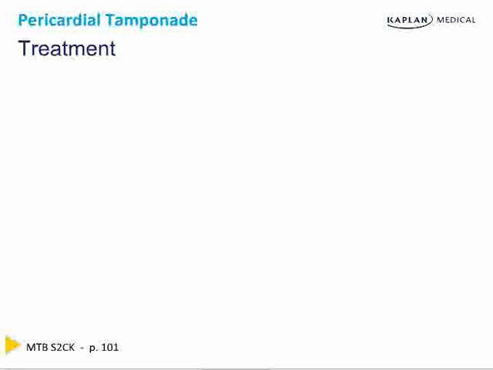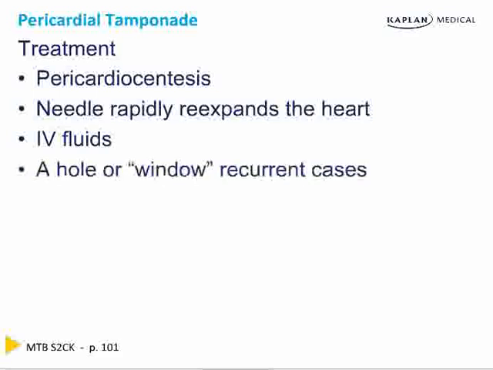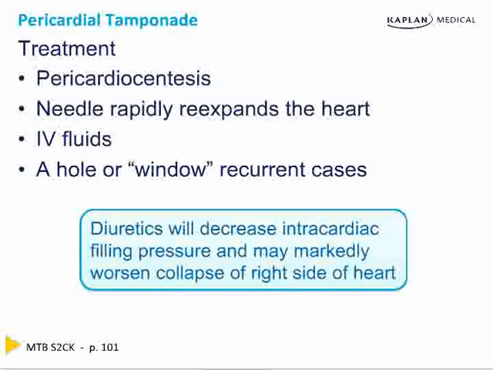The emergency treatment for tamponade is unquestionably that pericardiocentesis needle. The needle rapidly expands the heart, because even 50 mLs acutely will compress that heart. Removing 50 mLs acutely will allow that heart to re-expand. IV fluids are incredibly important, because the most common wrong answer is you see someone who's short of breath and you incorrectly say diuretics. Diuretics in a little bit of tamponade will kill the person because it will allow the right atrium and the right ventricle to collapse even more. Long-term therapy requires a hole, but that's not very precise. The window is a poetic way of saying a hole into the pericardium to prevent recurrences, to treat recurrent cases.